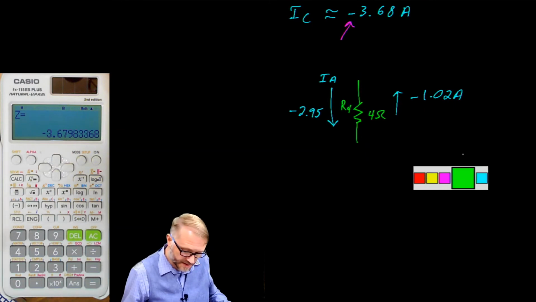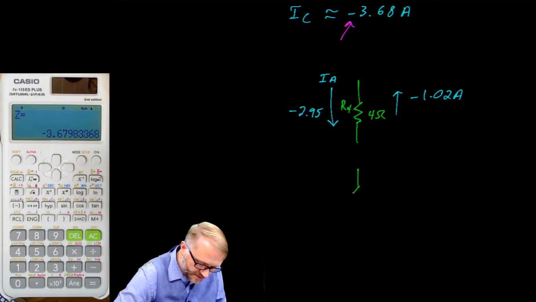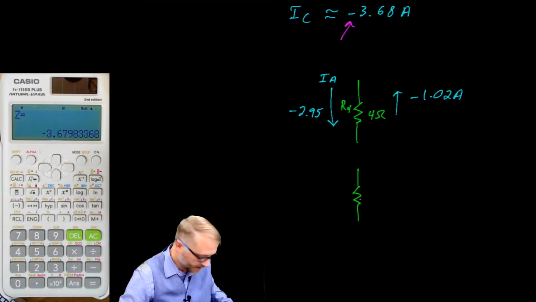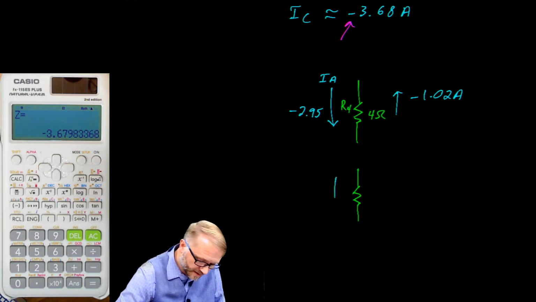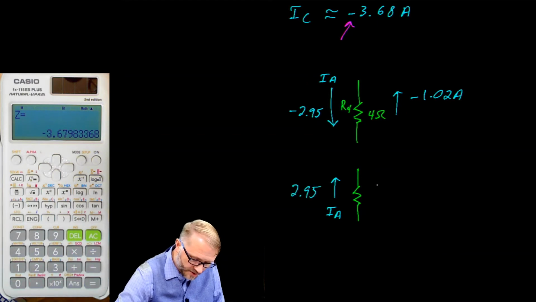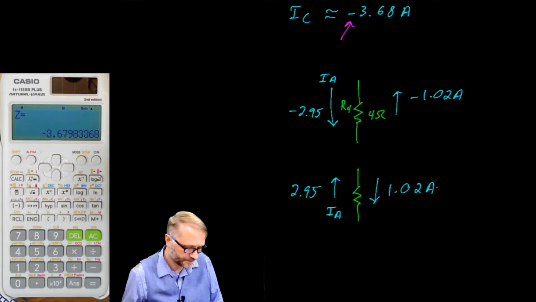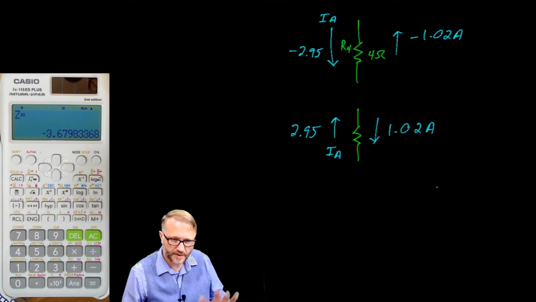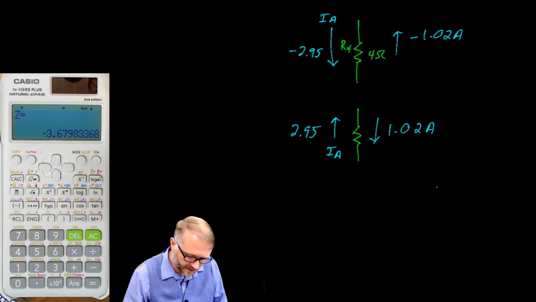I'm going to make a substitution. Let's redraw this. And I'm going to flip the current. I'm going to show that current A is flowing in that direction, and it's 2.95 amps. And I'm going to show that current B is flowing in this direction at 1.02 amps. Just getting rid of the negatives because it makes it a little easier to think your way through it.